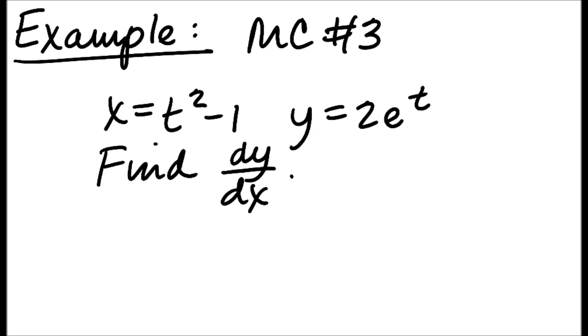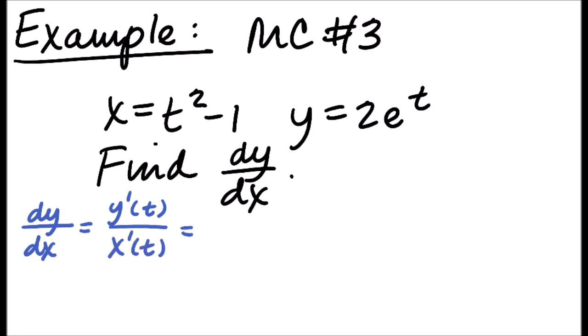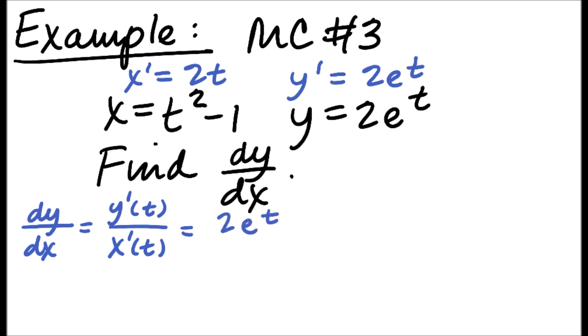So we know that dy dx is the derivative of y divided by the derivative of x. So we need to find x prime and y prime. y prime is 2e to the t, and x prime is equal to 2t minus 0. When I divide those, I get 2e to the t divided by 2t, which is the same as e to the t over t. And which answer choice is that? That's A in your packet.